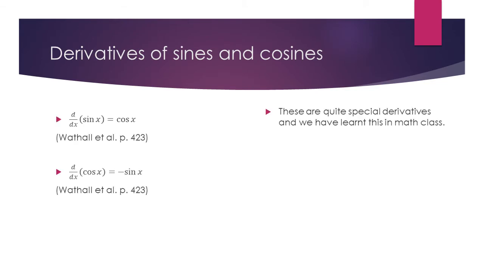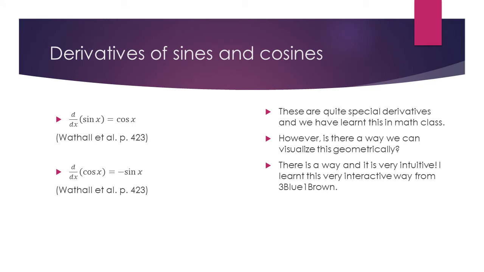And from class, we know that the derivative of sine x is cos x, and the derivative of cos x is negative sine x. But can we visualize this geometrically? So I found this method by Mr. Grant Sanderson, better known as 3Blue1Brown on YouTube. And yes, there is a way. It was very intuitive and helped me to visualize why the derivatives of trigonometric functions are basically each other. I hope that you guys will be able to visualize it as well, and I'll try my best to explain it in my own words and to my own understanding.